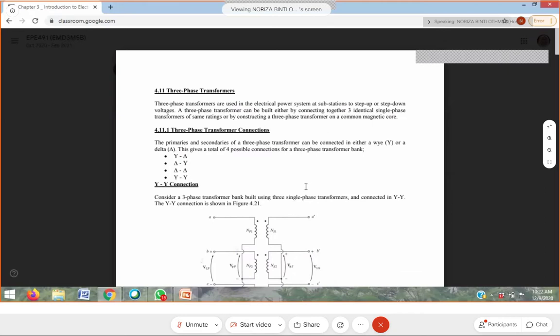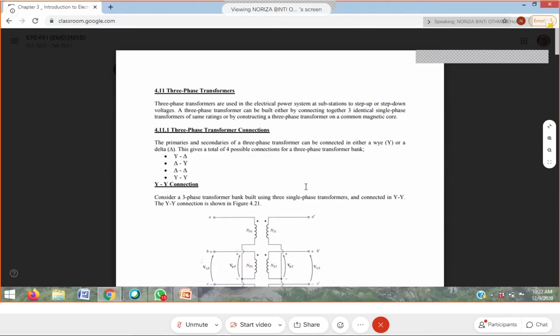Okay, so let's look at the first one tu, YY connection. Okay, yang figure tu. Consider a three-phase transformer bank, okay, built using three single-phase transformers and connected in YY. So, YY connection, okay, ini adalah YY, maksudnya you ada line A, but A akan pergi ke line N. Line N is the bottom line to N. And then B also go to the N, and then C also go to the N. So itu adalah connection for Y. Okay. So untuk YY, the primary is Y and the secondary also Y lah.